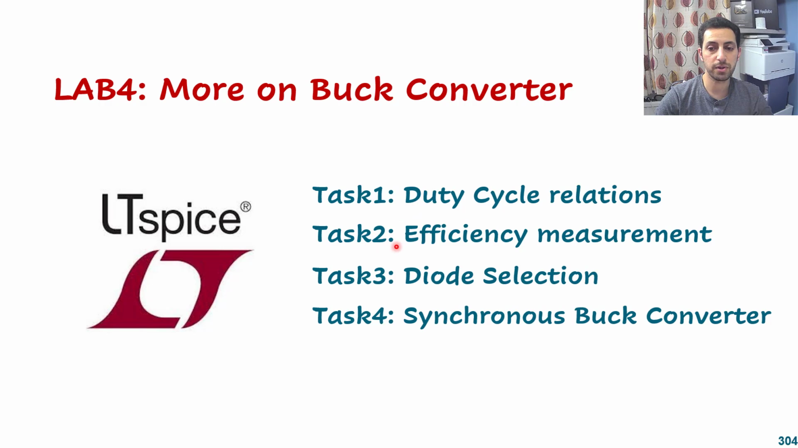Task number two is how we measure the efficiency of a buck converter using LTSpice. Task number three, how we select a diode. And what we mean by diode here is the diode in the buck converter, which might be a rectifier diode, a fast recovery diode or a Schottky diode. Which one is better, and how we sense in a quantified way which one is better and how much better it is than the other.